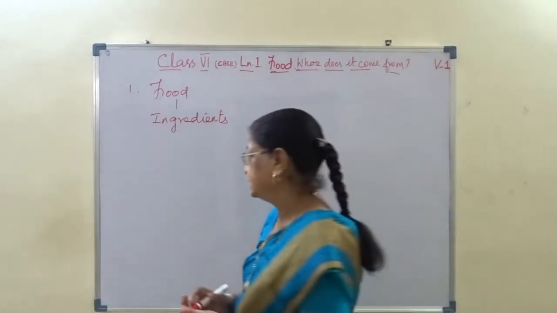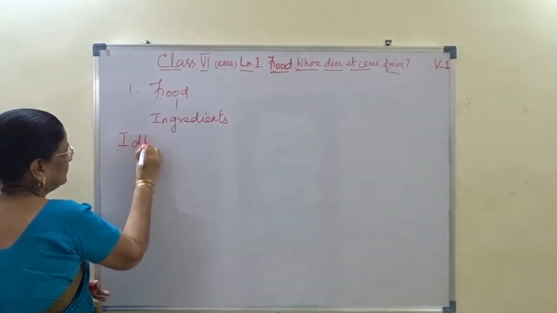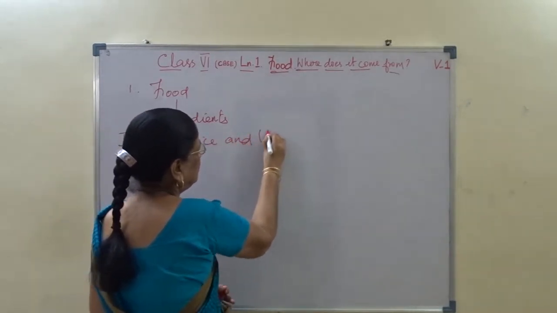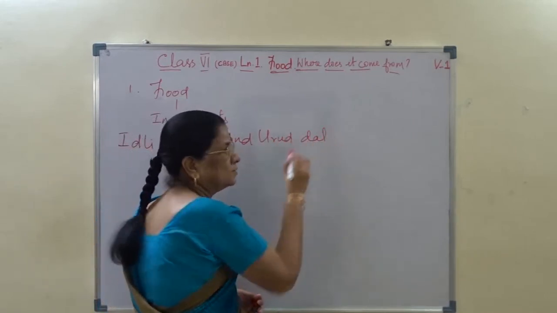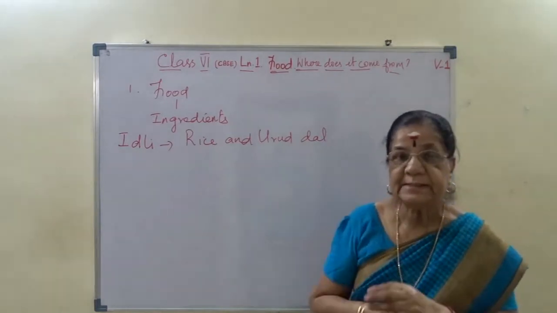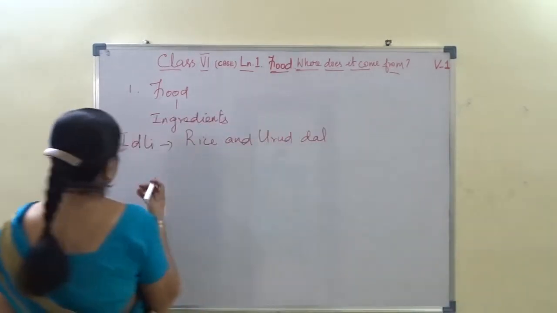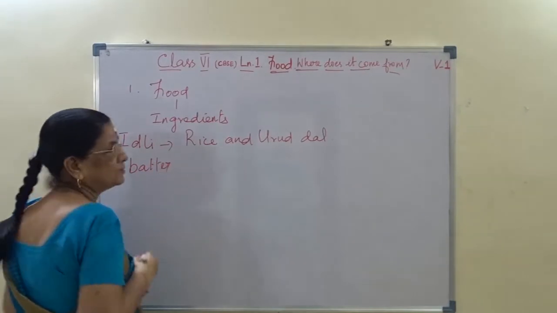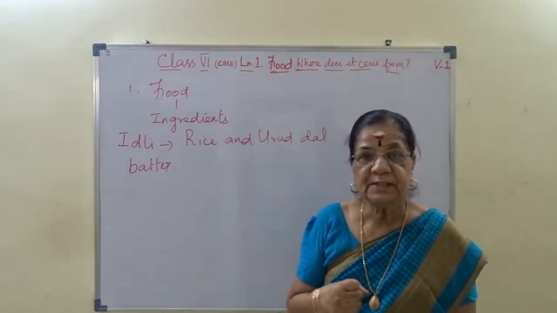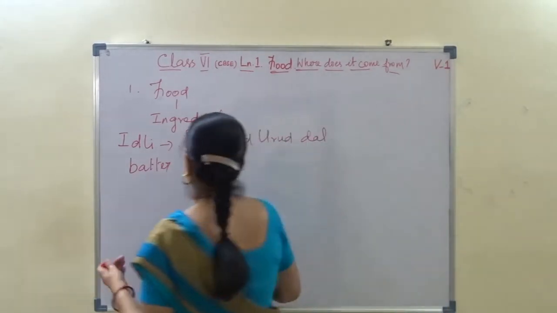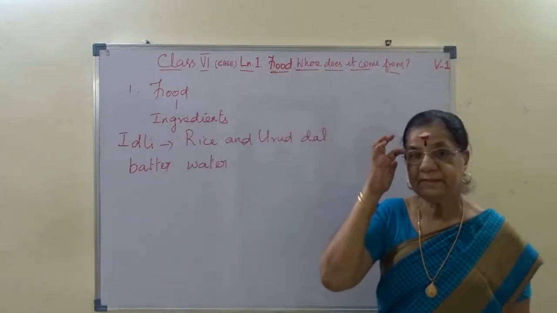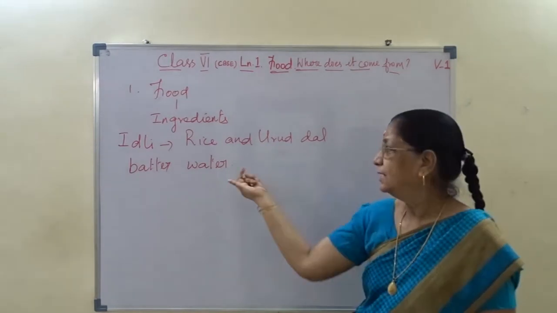Suppose today you have taken idli. What does it contain? It contains rice and urad dal. This is the content of the idli, that mixture is called batter. We soak it in water, so that water is also an ingredient. So idli batter will have rice, urad dal and water.